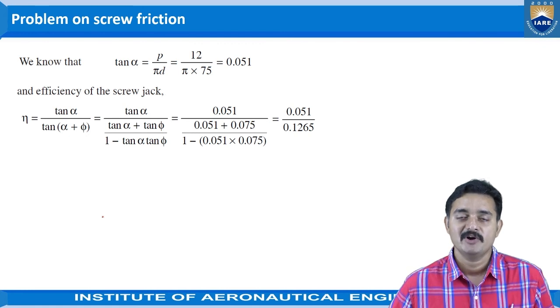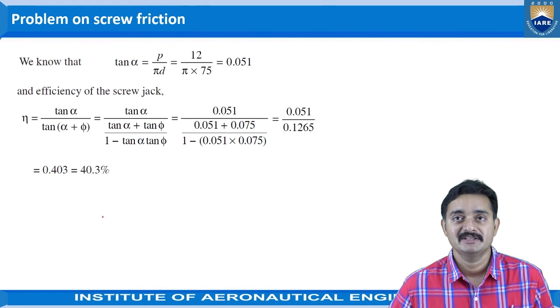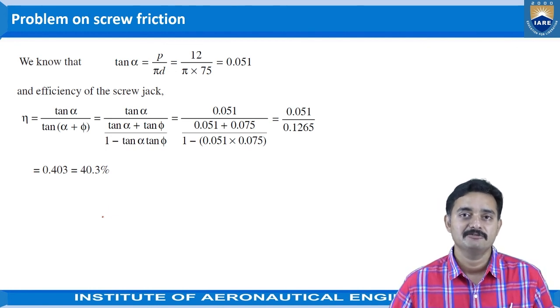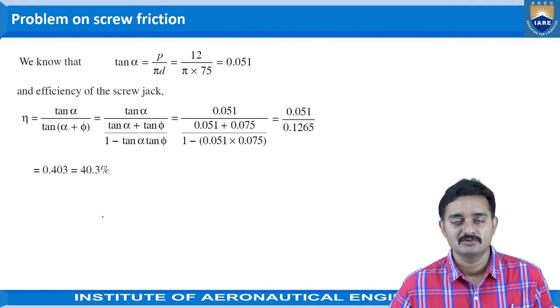So that gives 0.051 by 0.051 plus 0.075 by 1 minus 0.051 into 0.075. That results as 0.051 by 0.1265. If we further simplify this, we will be obtaining 0.403. That results as 40.3%. So the efficiency of the given screw jack is 40.3%. So in this way, we will be applying the formula for getting the solution for the friction and screw friction.